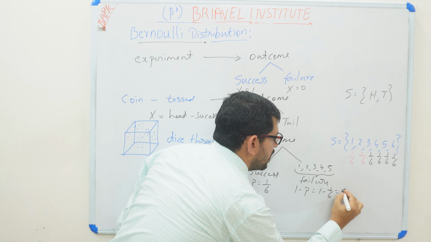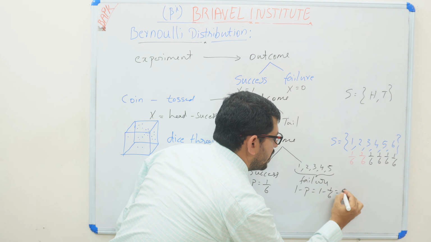So it is a 5 by 6. If I throw the dice and I define my success as the 6, which means the probability of success is 1 by 6. And what is my probability of failure? That will be 5 by 6. This type of distribution is called the Bernoulli's distribution.